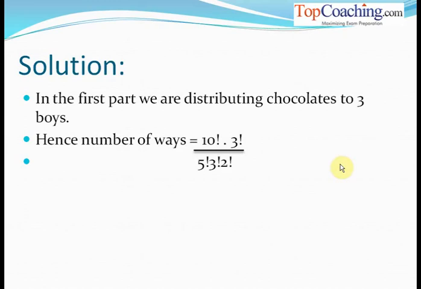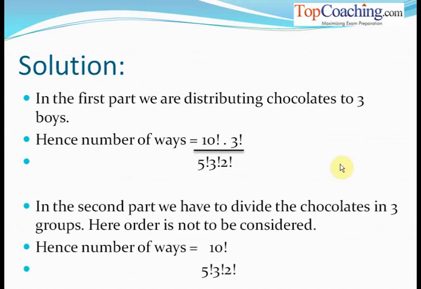In the second part, we have to divide the chocolates in 3 groups. Here the order is not to be considered. So what we can say is the number of ways is equal to 10! whole divided by 5! into 3! into 2!.